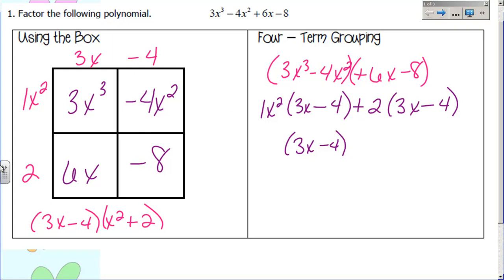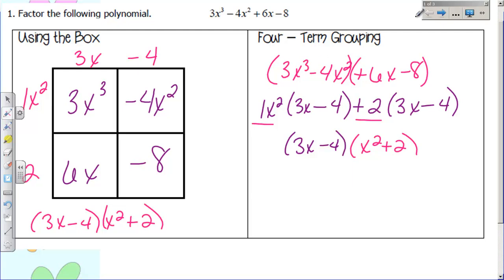My other factor is what is not in parentheses, so it's what's left here and here. So my other factor is x squared plus 2. And you can see these are the same two factors as these two. I only changed colors so I could underline, but it's the same two factors that I got here, so it doesn't matter which method you use.